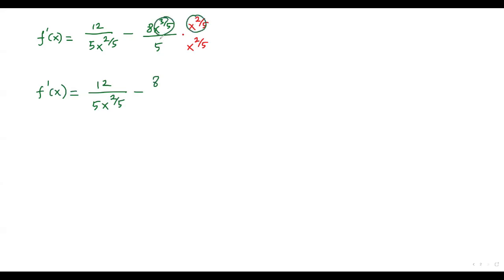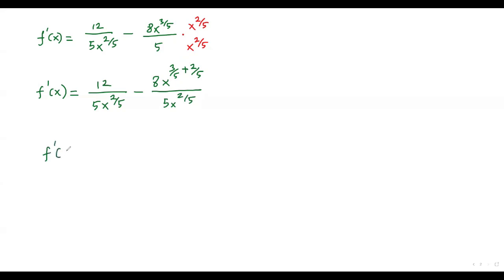Here we multiply two terms with the same base x. Whenever we multiply two terms with the same base, we take the base once, that is x, and we add the exponents, 3/5 plus 2/5. This is the product rule of exponents. In the denominator, I'm writing 5 times x to the power of 2 over 5.